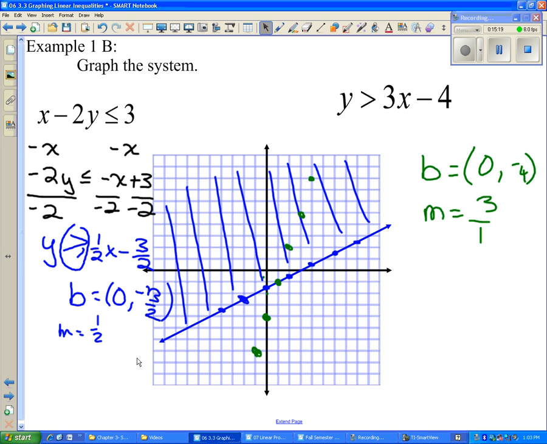And again, I need to decide if this is a solid line or a dashed line. There is no equal, so I want a dashed line. The only one I have is the purple. So let's go ahead and draw my dashed line. Again, I need to ask the question, do I want above this or below this? I can always pick a point and choose, but since it is greater than, again is above, so I want everything that is above this line, so I want all of this.